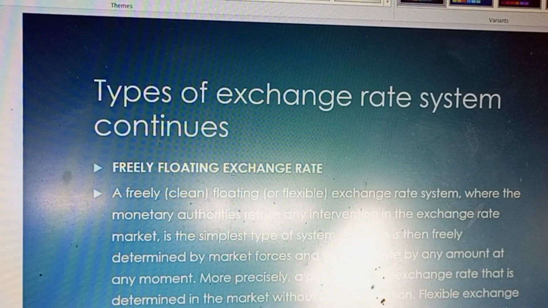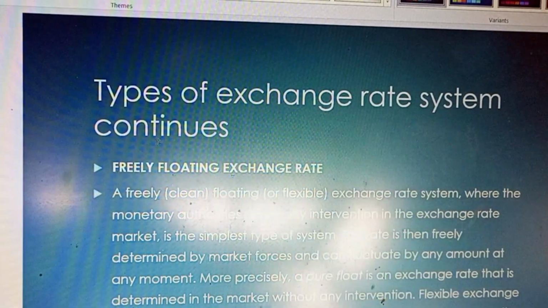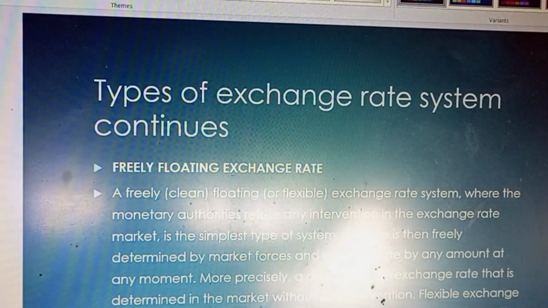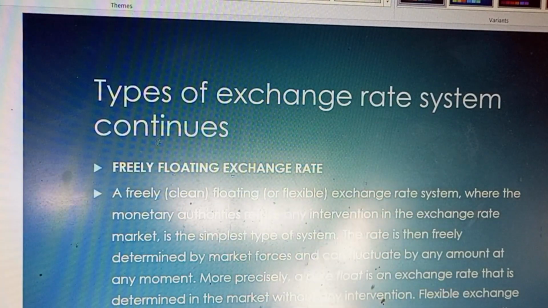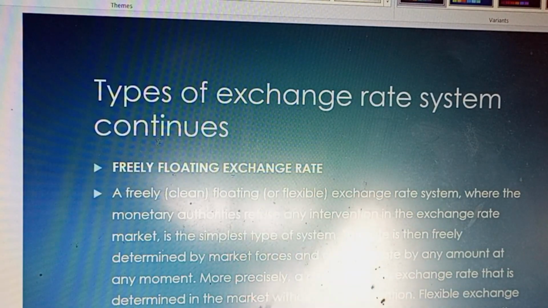Now, with that much ado, I would like to focus on the first one, which is the free floating exchange rate system. Now, what is a free floating exchange rate system? Just like the name implies, it's free, which simply means that there is no government intervention, nobody intervenes in the market. The market forces, which are demand and supply, are the ones that determine the exchange rate in the market. Simple.